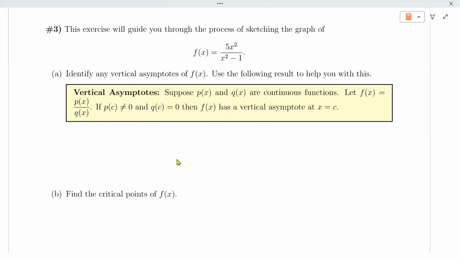So number 3 is pretty similar to the problems we were looking at. The only difference is that our function now is a fraction, and it's a fraction with a denominator that can equal 0. If I plug in certain values into this denominator, I may make this function undefined. And so we haven't discussed how to plot those yet, and so that's why we're doing this problem.